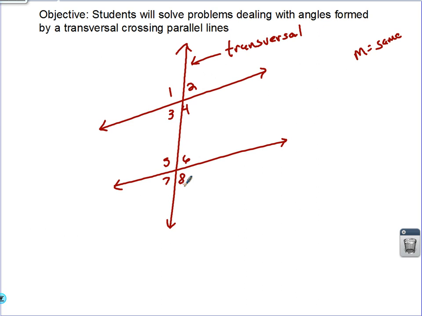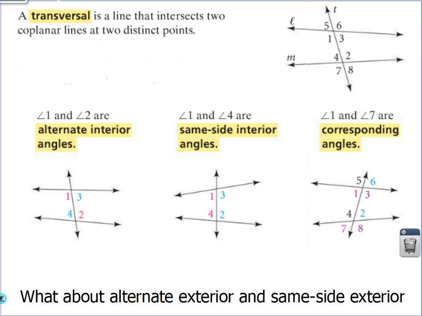And these 8 angles are going to have special names, and that's the first thing we're going to be talking about. And here they are. Again, a transversal is a line that intersects two coplanar lines. We all know what coplanar is. It means lines in the same plane. It crosses two coplanar lines at two distinct points. Crosses right there and right there. It forms 8 angles, and it doesn't matter how you number them, but there's 8 of them.